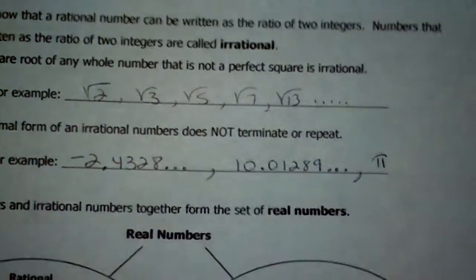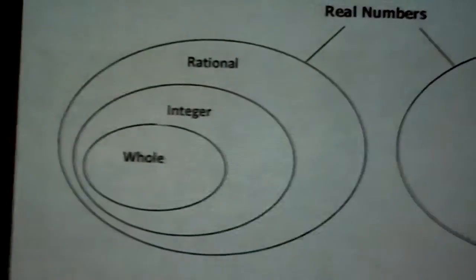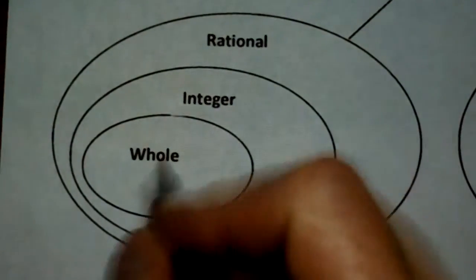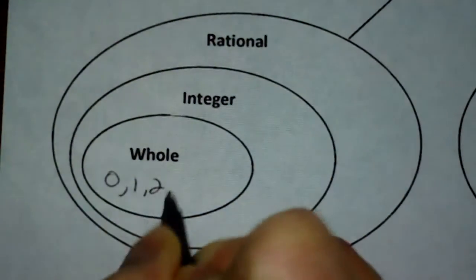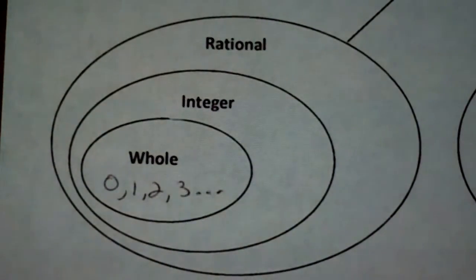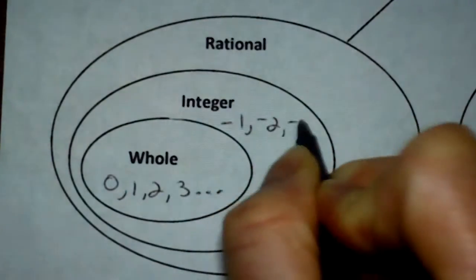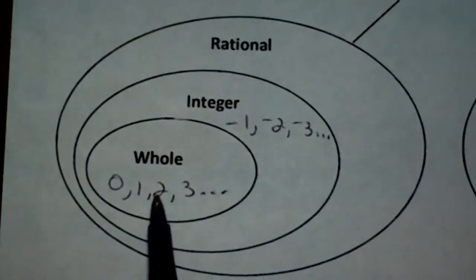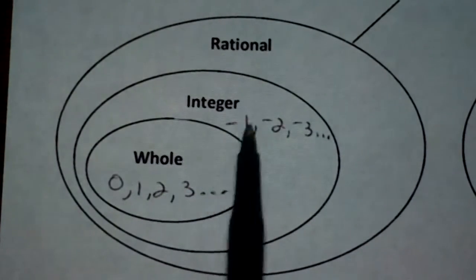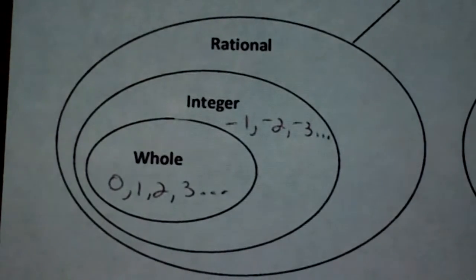All right, so going back to this chart here, this might look a little familiar. I hope it does. In chapter 2, we just focused on this part of it. And we talked about our whole numbers, like 0, 1, 2, 3, and the list goes on. It doesn't include any negatives, but when we got to integers, we were able to include those negative values, and it also includes those whole numbers as well. So integers are positive and negative whole numbers. Whole numbers are just positive whole numbers.